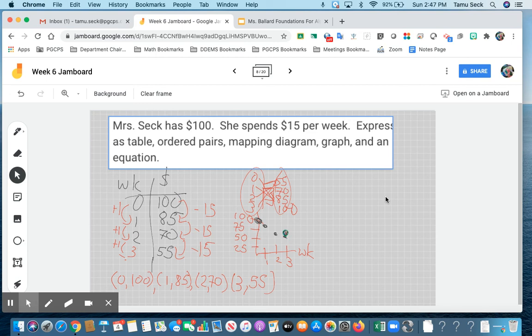Okay, now as an equation, it's y equals negative 15x because the money was decreasing by 15 every week, plus 100. And it's plus 100 because Miss Sec began with $100.